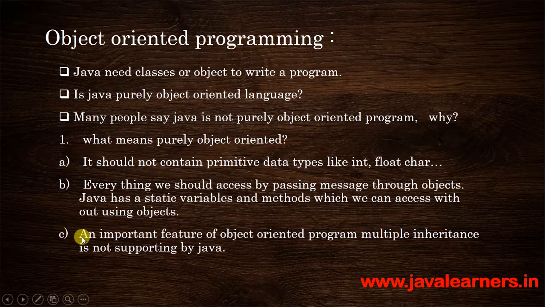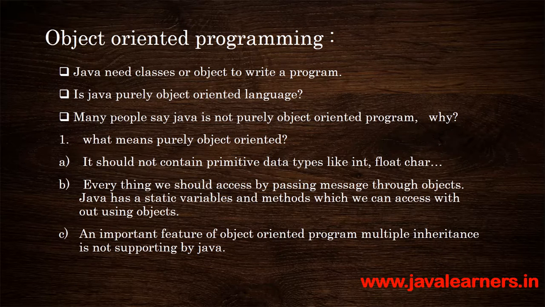An important feature of object-oriented programming is multiple inheritance, which is not supported by Java. If it is object-oriented programming, why didn't Java support multiple inheritance? We'll learn what inheritance is in the next tutorials. But Java doesn't support multiple inheritance. Due to this, everyone will say that Java is not a purely object-oriented programming language.